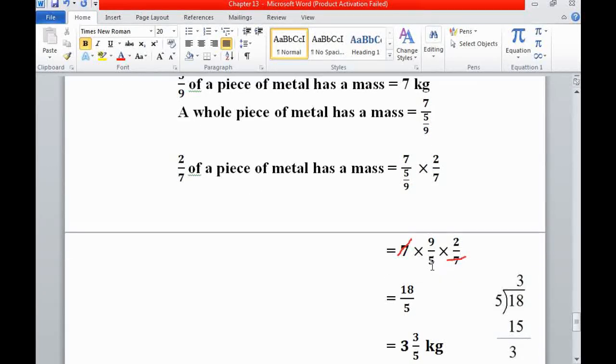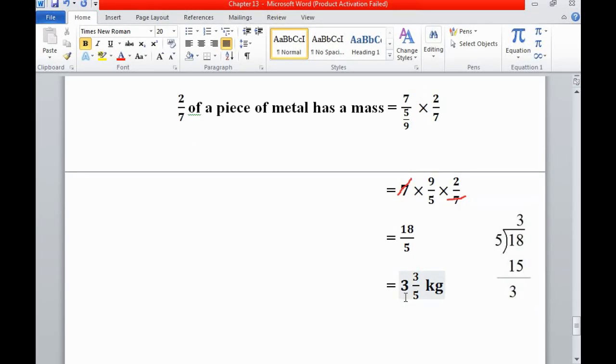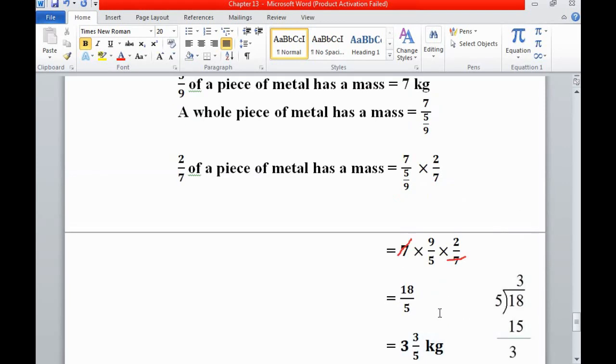So here we have some simplification, like cancelling out 7 by 7. And then let's take the product of 9 and 2, which means 9 times 2, 18 upon 5. 18 upon 5 is an improper fraction. So if we divide 18 by 5, we can express our answer in the form of 3 whole 3 upon 5 kilogram, which is the required mass of 2 upon 7 of a piece of metal.